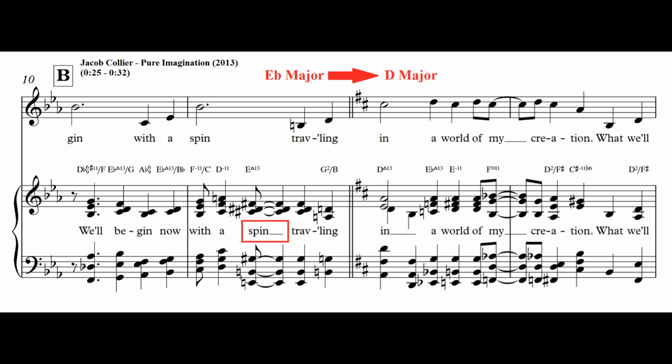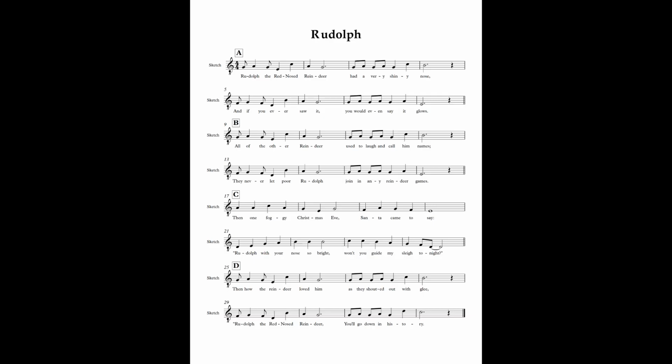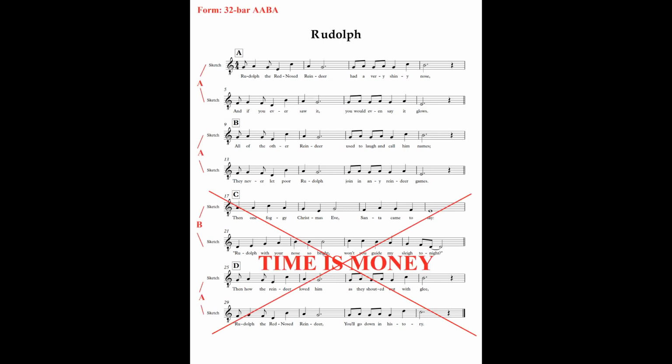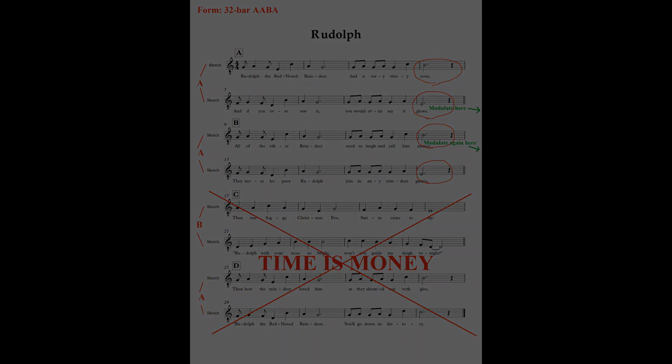Let's apply what we've learned about harmonic arrival to a popular Christmas tune, Rudolph the Red-Nosed Reindeer. The first thing to do is identify the form. This tune is an AABA form, but for the sake of time, I'm going to delete the second half of the form and turn it into AA. Usually, exploration occurs at the end of each phrase, so I'm going to add modulations in bars 9 and 13. Now let's add some notes and see what happens.